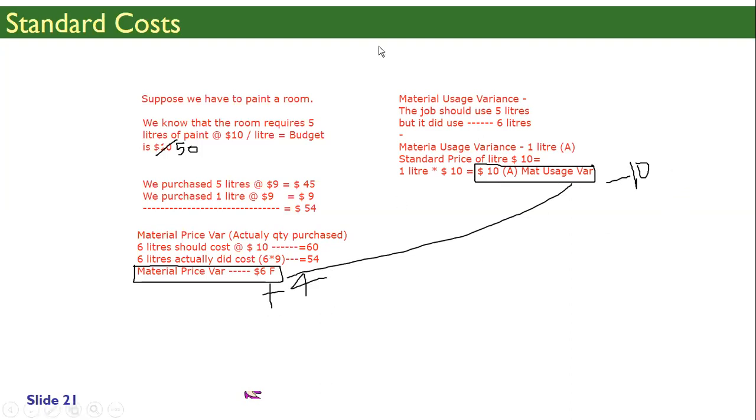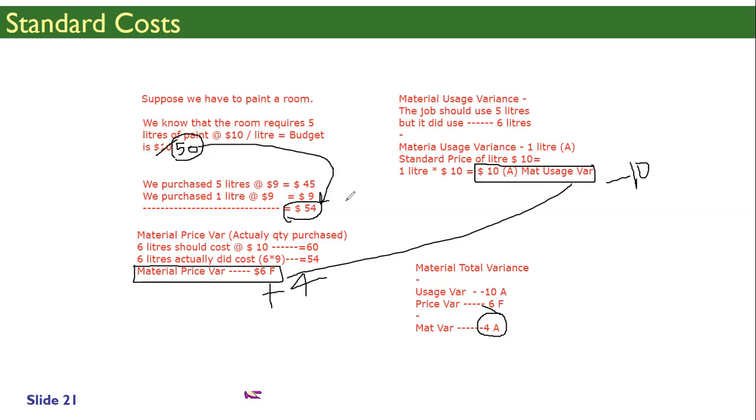So your net variance, the total material variance, is the usage variance and the price variance. By the way, usage variance is also called quantity variance. This is 10 adverse, and price variance is 6 favorable. And when you make a total of that, it will give you material variance, which is 4 adverse. So you should have spent 50, but you spent 54.